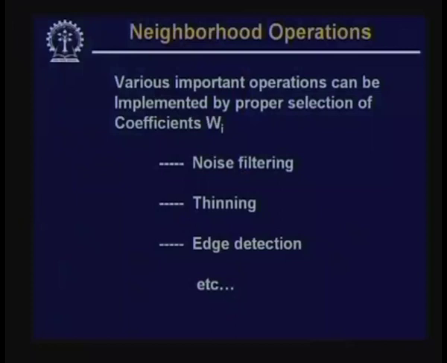So, this neighborhood operation using the template is a very general operation. It is useful not only for averaging purpose, it is useful for many other neighborhood operations, and we will see later that this can be used for noise filtering, it can be used for thinning of binary images. This same template operation can also be used for edge detection operation in different images. So, with this we complete our lecture today.